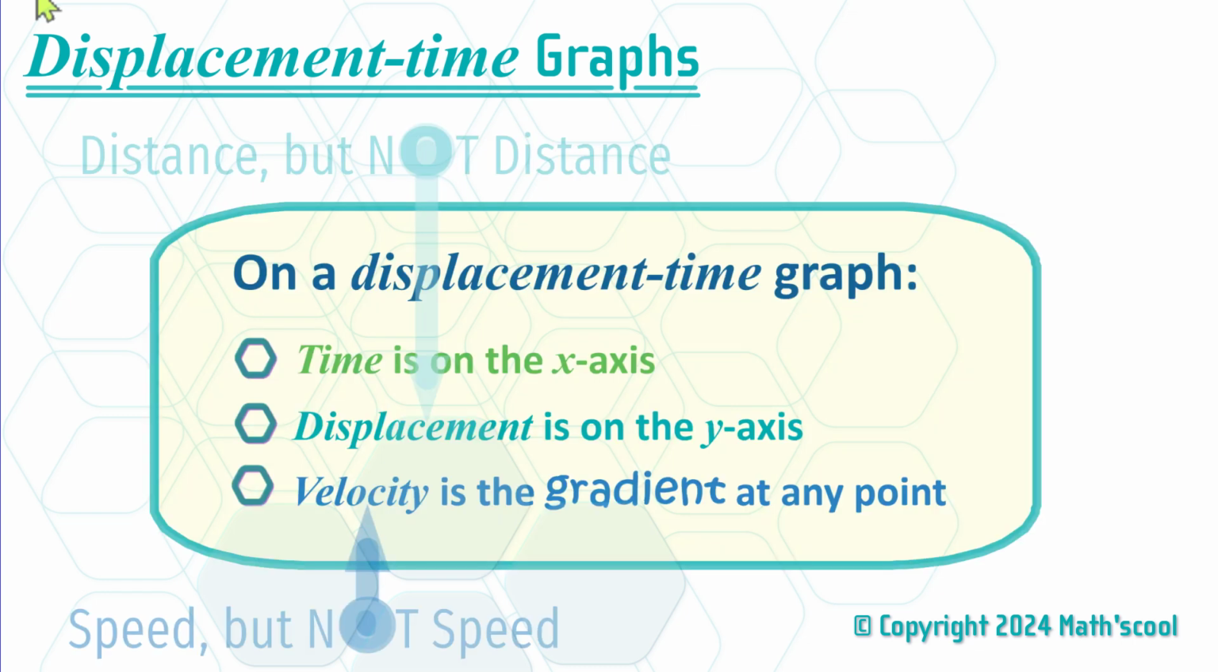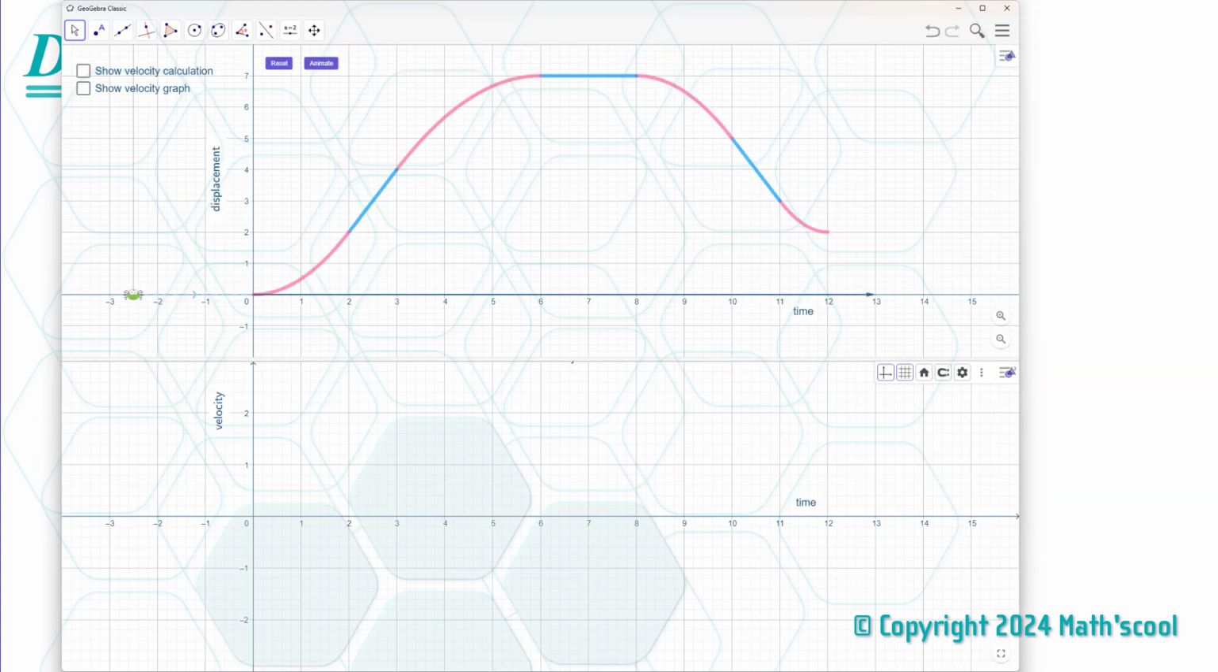So, on a displacement time graph, time is on the x-axis, displacement is on the y-axis, and velocity is the gradient at any point. So if you find the gradient, that will give you the velocity. Okay, so what have we got here? We've got a little spider, and there's a thread here, so he can climb up and down his thread. And we've got a displacement time graph, and let's animate it and see what happens.